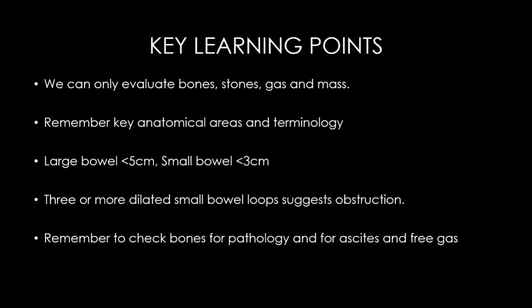Another thing to look for with obstruction is the bowel. It's almost like you've blown a balloon up, so it'll be obviously dilated. The haustral folds will disappear. In the large bowel, it will look quite pronounced. If there's 3 or more dilated small bowel loops, then it suggests an obstruction or ileus, so they will need to go for CT. And remember, do check the bones. And remember to look for ascites and free gas as well, guys. Okay, so it's not just about the bowel. There's other stuff there that you need to be checking as well.